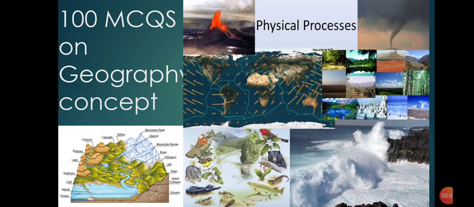First question. Which one among the following is not a cause of generation of ocean current? Answer is revolution of the earth.